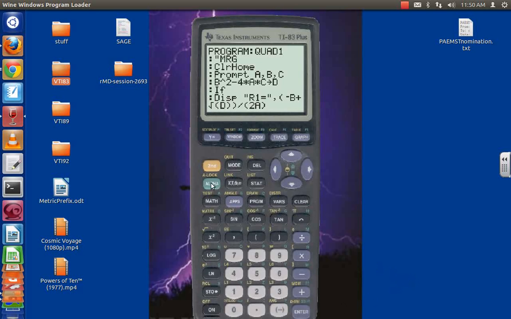If D, alpha D, is greater than, second math is test, greater than is 3. Well, actually, I should say greater than or equal to 0. Second test, greater than or equal to is 4. Because you can square root 0, right? So if it's greater than or equal to 0, do that. Okay. And by the way, while we're at it, how about root 2? Let's do root 2 also.